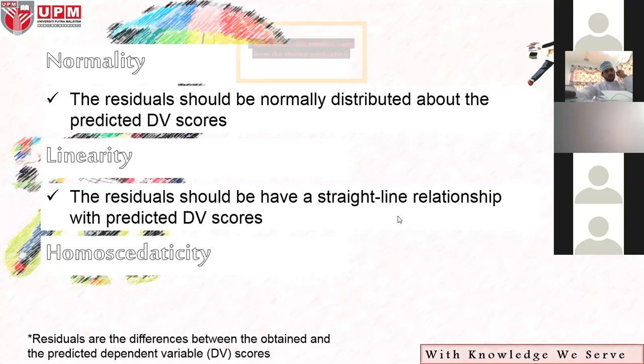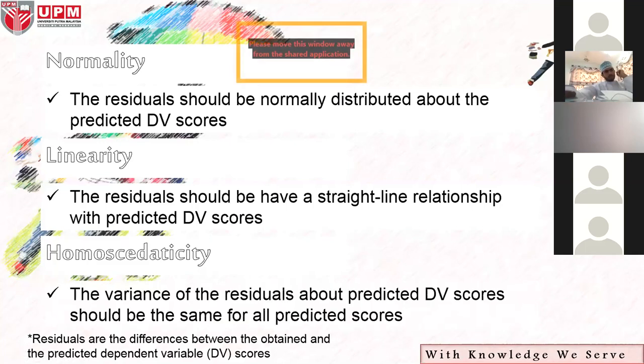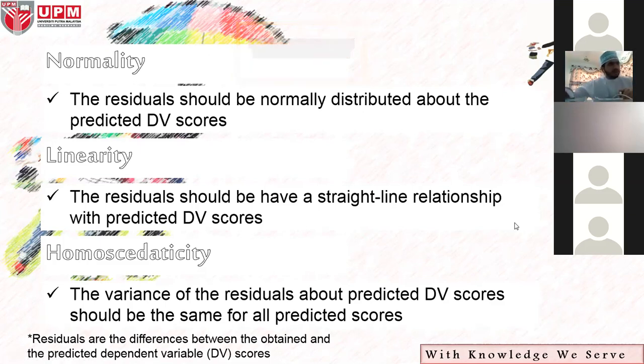Okay, the residual should be... Homoscedasticity refers to the variance of the residuals about predicted DV scores should be the same for all predicted scores. Okay, we will go one by one. The residuals refer to the differences between the obtained and the predicted dependent variables. Perhaps we predict another value, but what we have is another value. So residuals are referring to error.